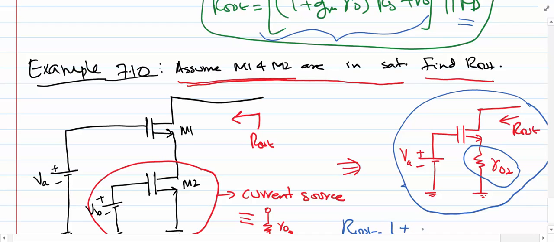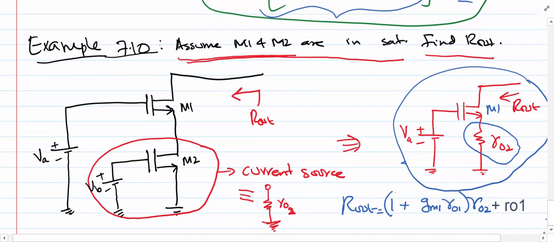1 plus Gm. Now that is going to be Gm of this first MOSFET. So I'm going to put a 1 over here, and R naught, and that R naught is going to be of this M1. So I'll have R naught 1, and that is going to be times, in place of Rs, now we have R02, so we'll have R02 over here. So this is the resistance that we get for the case of this circuit over here.